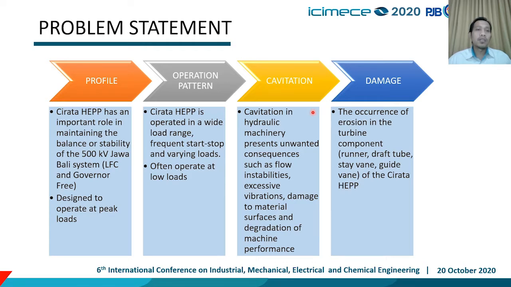Cavitation in hydraulic machinery presents unwanted consequences such as flow instabilities, excessive vibration, damage to material surface, and degradation of machine performance. The damage is the occurrence of erosion in turbine components such as the runner, draft tube, stay vane, and guide vane at the hydropower plant.